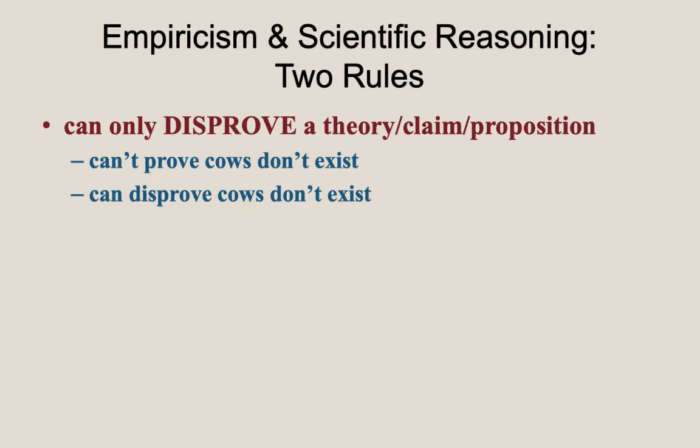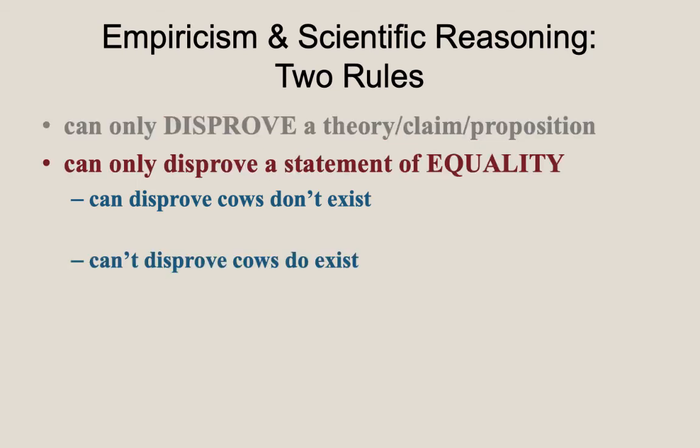Simply put, I can't prove to you that cows exist. But what I can do is disprove that cows don't exist. How do I do that? We walk up together to a cow, and I show you the cow. This is a cow. Therefore, I have disproven that cows do not exist. By consequence, I have proven that cows exist. But I did so by disproving that they do not exist.